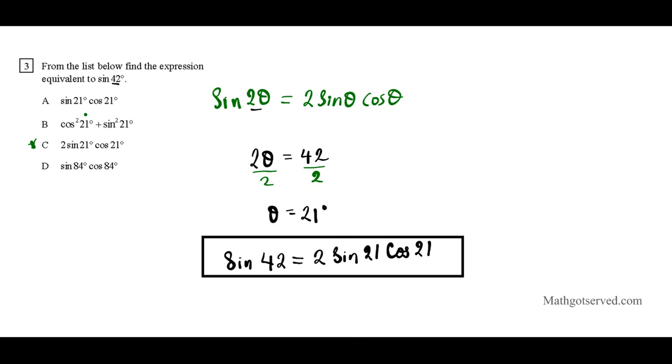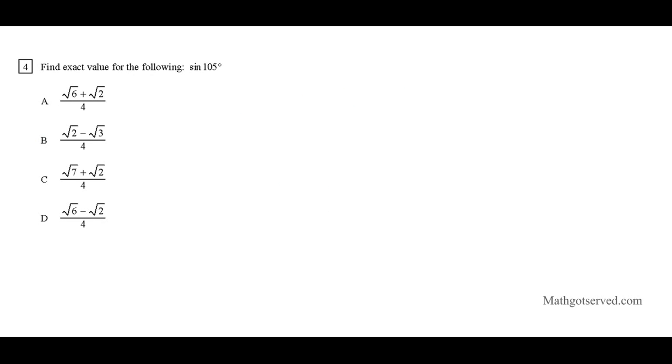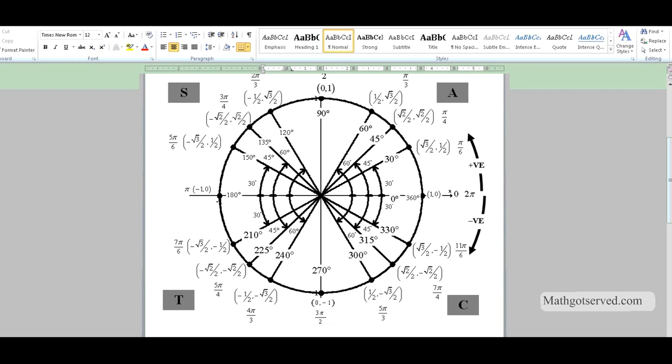Okay, let's move on to the next question. Question 4 says find the exact value of sine 105. We're going to be using the sum and difference identities here depending on how we want to split it. So sine 105, let's see, are there two common angles that add or subtract to give you 105? We're going to be using the difference identity for this problem. So let's see, what are two common angles on the unit circle that add or subtract to give you 105?